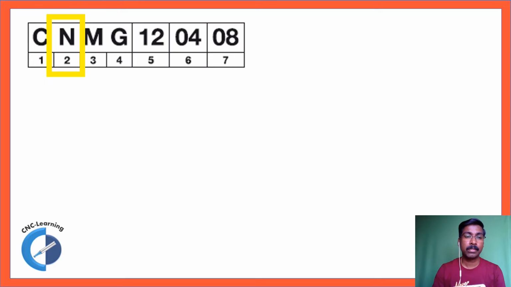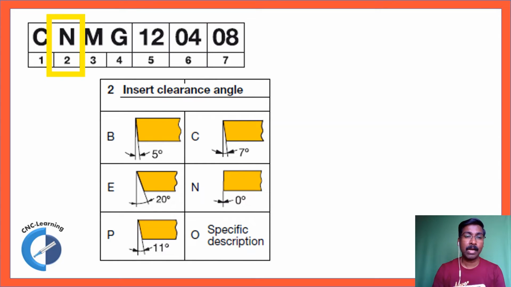Now the next one is insert clearance angle. N stands for 0 degree. You may wonder how the insert can cut without having a clearance. Actually the cutting clearance comes when you place the insert on the holder. The insert cavity on the holder is made in such a way that once you place the insert on the holder, it gives the required clearance angle. That is how the angle comes, and that's how we can use a 0-degree insert.